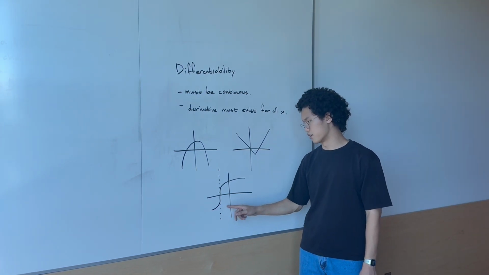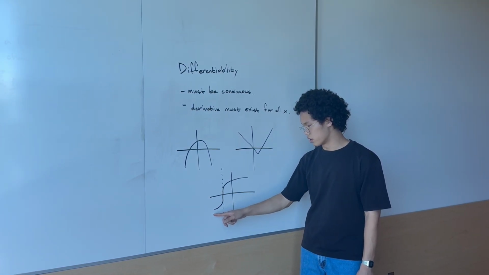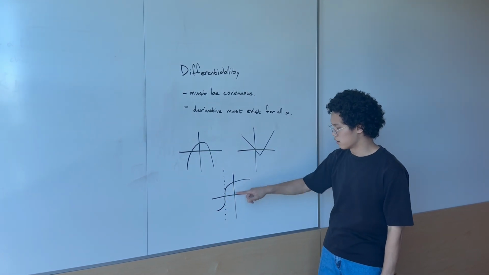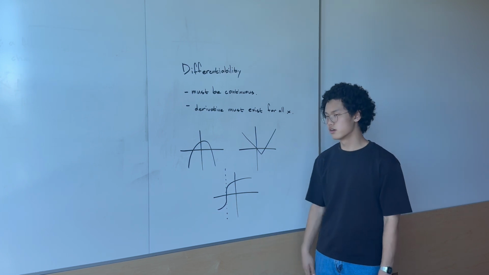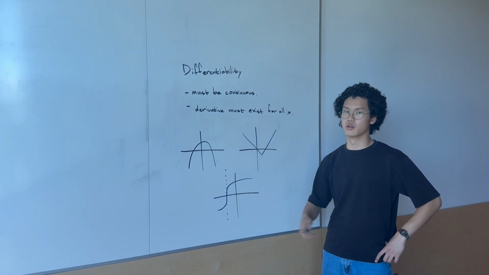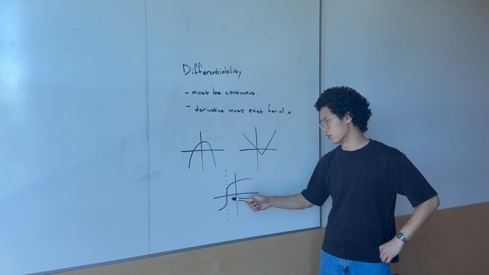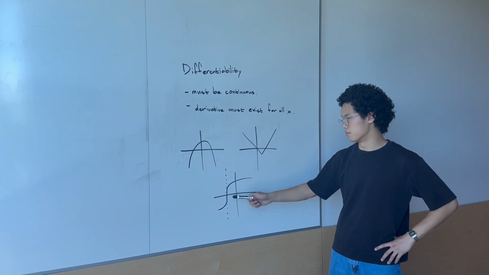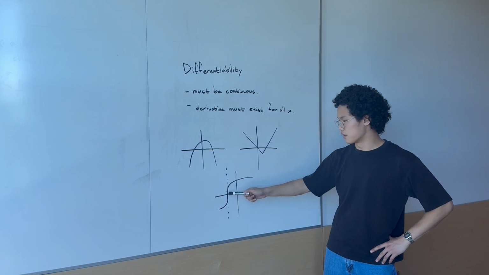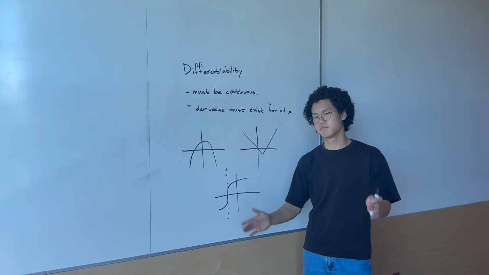Okay. And then another example here. As you can see, you have a vertical asymptote as you come in like this. At that point, right in the middle, the instantaneous rate of change, or the derivative, would equal infinity. So that would also be a function that is not differentiable because the derivative at that point does not exist.